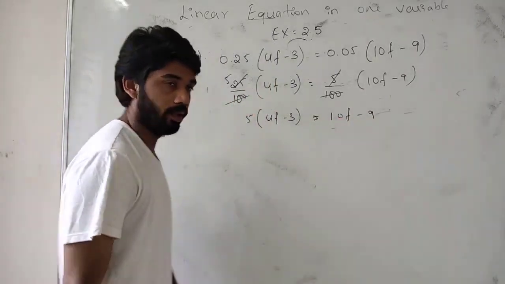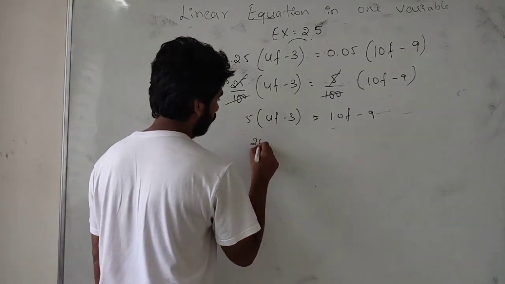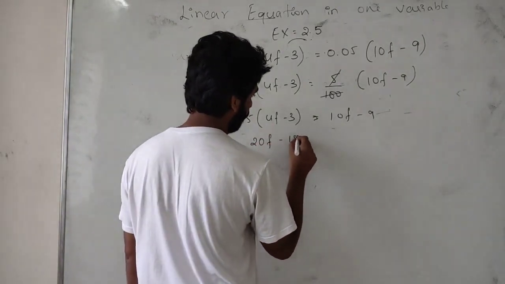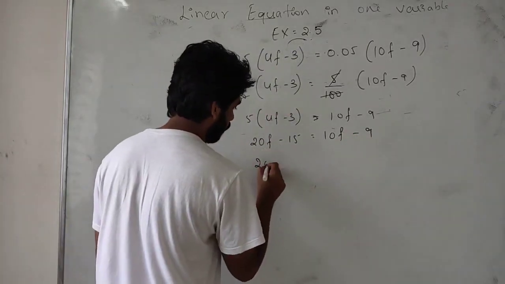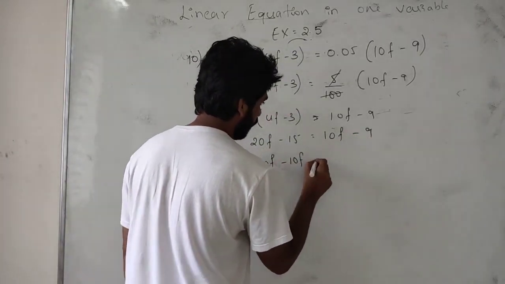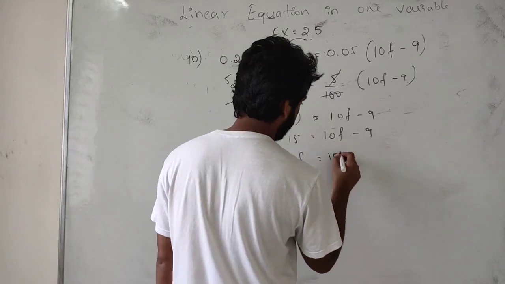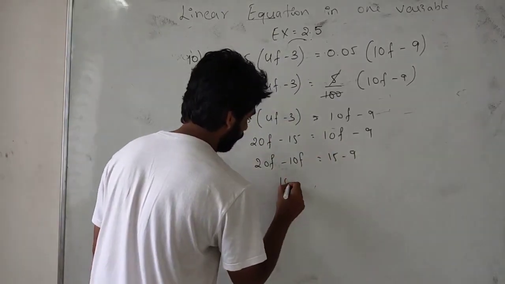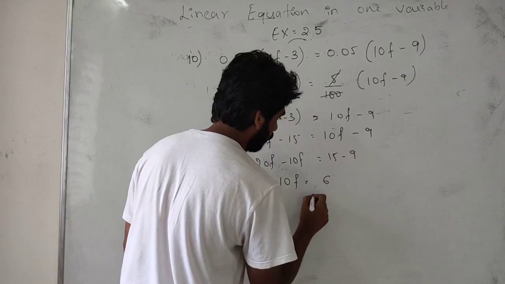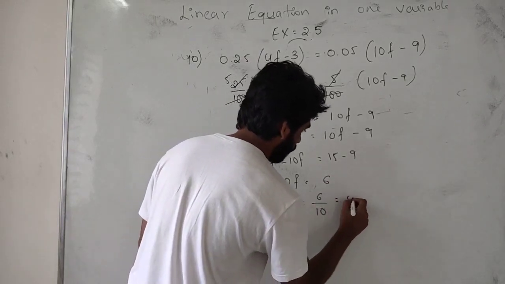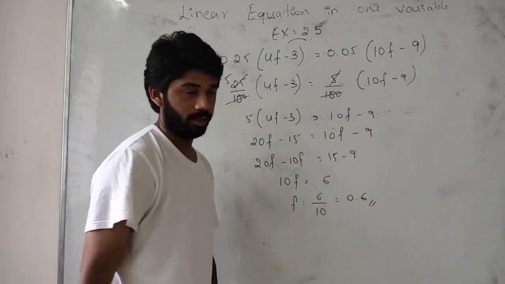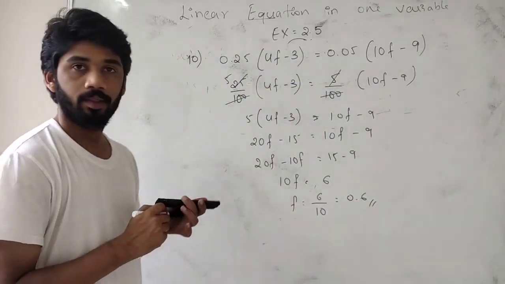So from here you can solve it. 5 4s are 20f minus 15 is equal to 10f minus 9. So shift the places. 20f minus 10f is equal to 15 minus 9. So I will get 10f is equal to 6. So f is equal to 6 by 10. Otherwise 0.6 is a good answer. Okay students, got it?